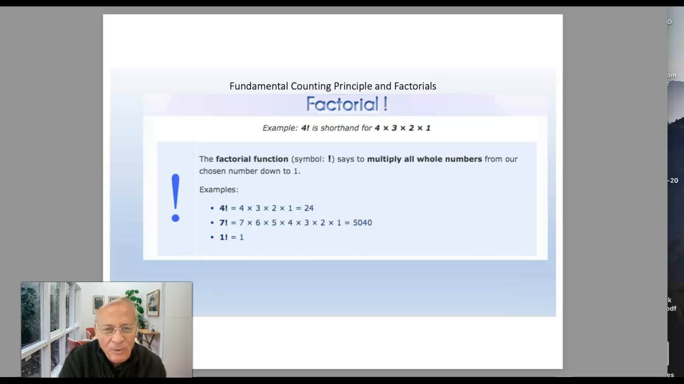Basically, the factorial function multiplies all the whole numbers, starting with the number that we've chosen, all the way down to 1. It's kind of a shortcut. Instead of having to write them all out, 7 factorial is 7 times 6 times 5 times 4 times 3 times 2 times 1. It multiplies all the whole numbers, starting with the number in question and going all the way down to 1.